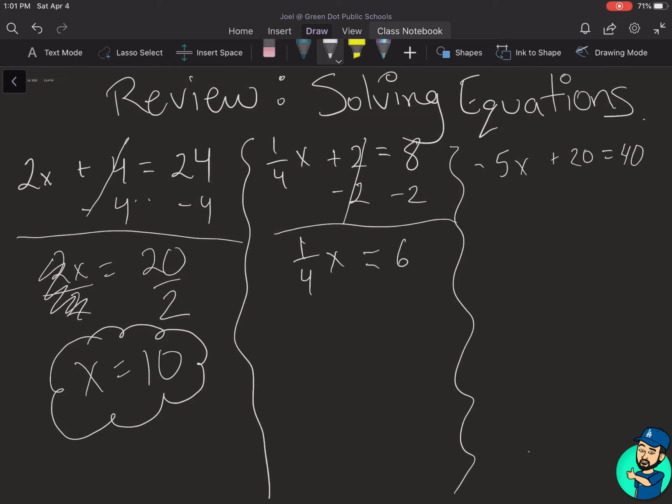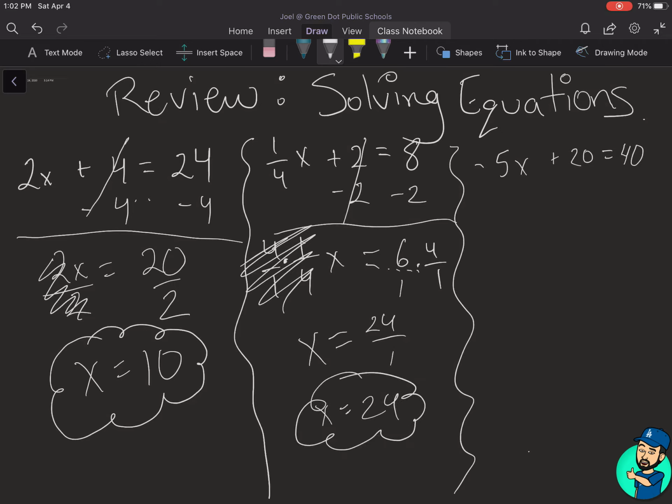Now again, for my second step, I need to get rid of that fraction. I need to move it to the other side. Whenever you move a fraction to the other side, you need to multiply by the reciprocal. That means I'm flipping the fraction over. So technically this cancels out. X equals 24 over 1, which equals 24.